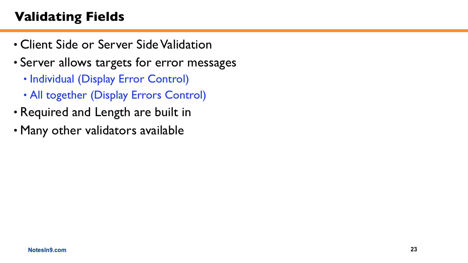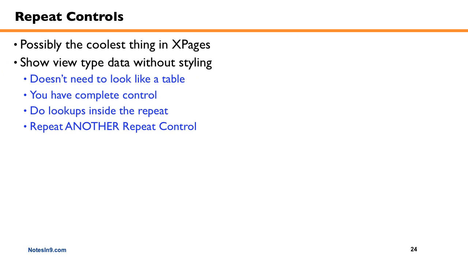We've got two controls. We've got a display error control for individual messages that you might put to the right of your required fields, or you could have a display errors control, which would group all your validation failed messages together at the top or the bottom. Required and length are built in, and very easy to do, or many other validators are available. So keep that in mind.